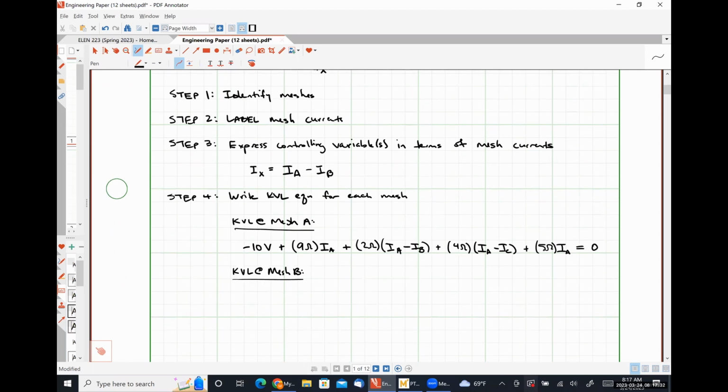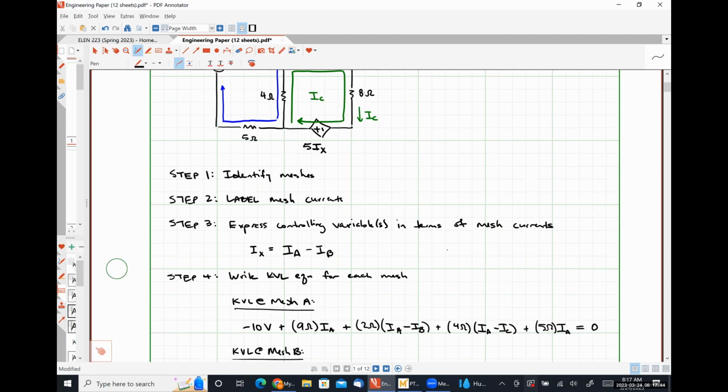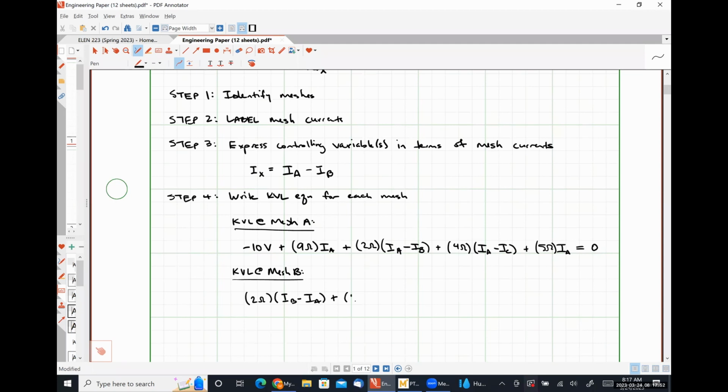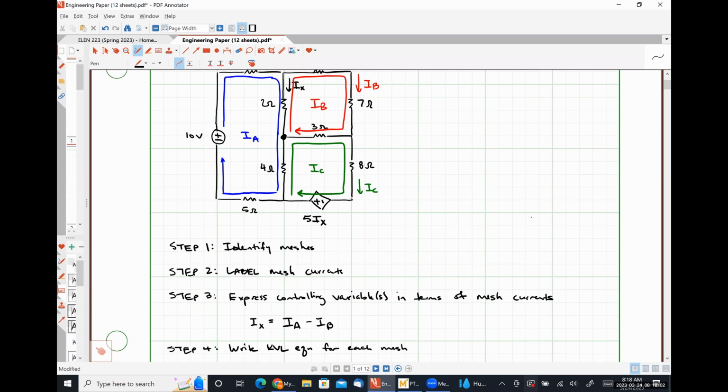IX isn't a mesh current, so I would argue that it shouldn't show up here. IA, exactly right. IB minus IA. What's the next thing we have? 1 ohm times IB, all right. And then 7 ohms times IB, and obviously we could have done a resistor combination here and just called it a single 8 ohm resistor times IB, and we'd wind up getting the same result.